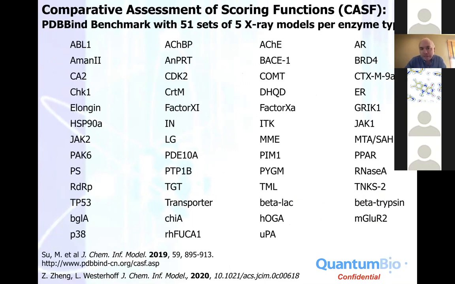So in this set, we happen to choose the comparative assessment of scoring functions, the CASF set. It's built out of the PDBbind group, and it's one of numerous sets that are out there. Many of them we've run as well. The nice thing about this is it does consist of 51 different sets that we were able to use within the method, and there are 5 X-ray models per enzyme.